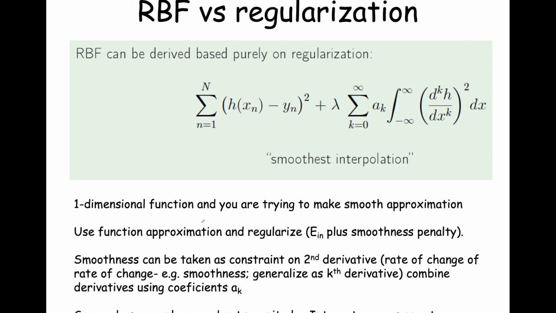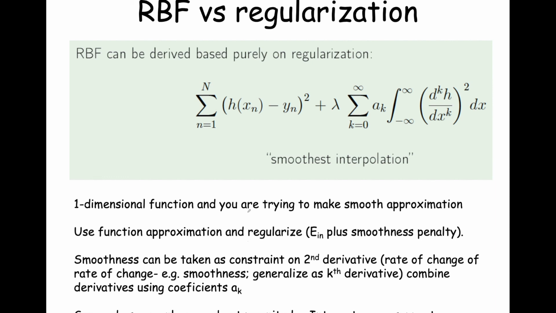Okay, and we can think of this radial basis function from purely a regularization standpoint. If we take our hypothesis, looking at the squared error loss for minimizing in-sample error, we can add a smoothness penalty where we evaluate how smooth, using the second derivative, that hypothesis is over all of the support. We're making an assumption of one dimension here. If we do that, what we end up with looks like a radial basis function. So we have a one-dimensional function, and you're trying to make a smooth approximation. We use function approximation, which has a smoothness criterion, and we add that criterion using regularization.